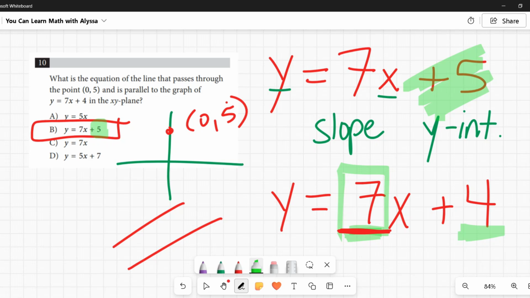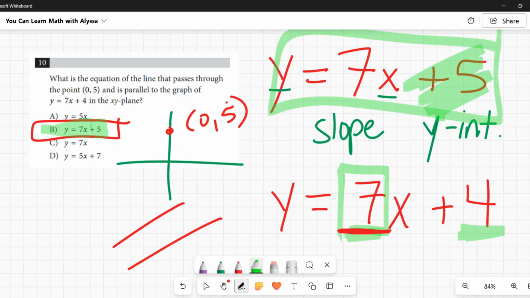Not sure why they didn't have any others that had the +5, but I guess they thought that you might go a different direction in trying to find the equation for that line. But yeah, B there is our answer. Parallel lines have the same slope. That's the key takeaway from this problem, along with your slope-intercept form of a line.